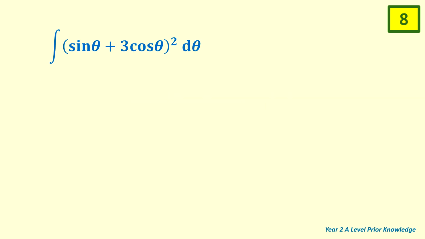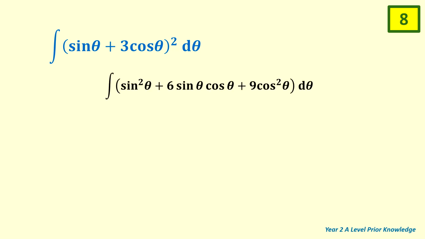If we have an expansion like (sin θ + 3 cos θ)² as before, then again, the first thing we would do is to actually expand it. So we get sin²θ, we get sin θ times 3 cos θ but doubled, which is 6 sin θ cos θ, and then 9 cos²θ. And we need to integrate each of those terms individually.